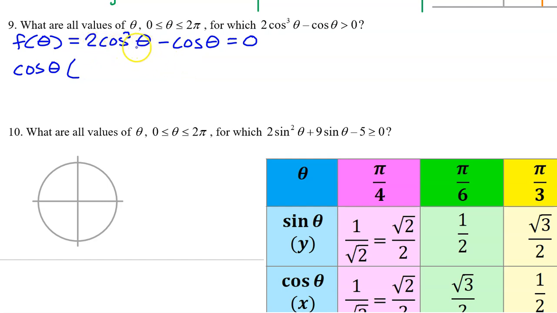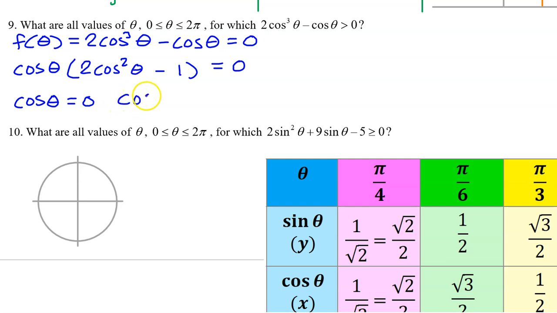Dividing this first term by cosine theta cancels out one of the cosines theta, so we will be left with 2 cosine squared theta, and then minus 1. When you divide cosine theta by cosine theta, you get 1. And this will all equal 0. So we will find our critical values that will go on the sign chart by setting each one of these factors equal to 0. So of course, setting the first factor equal to 0, we simply get cosine theta is equal to 0. Now, setting the second factor equal to 0, we would add 1 and then divide by 2.